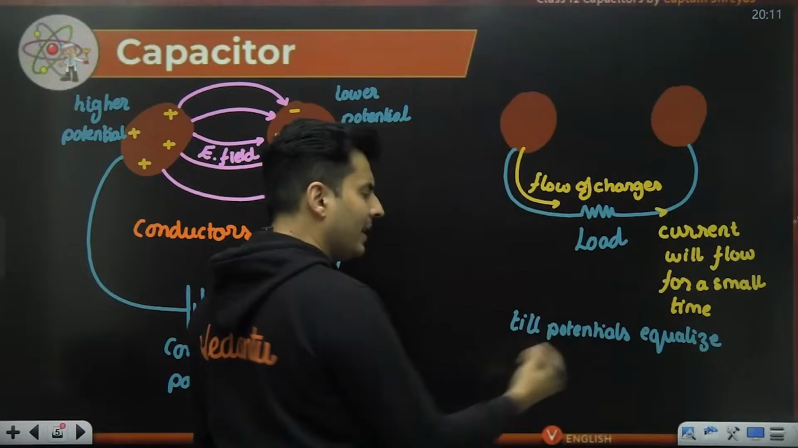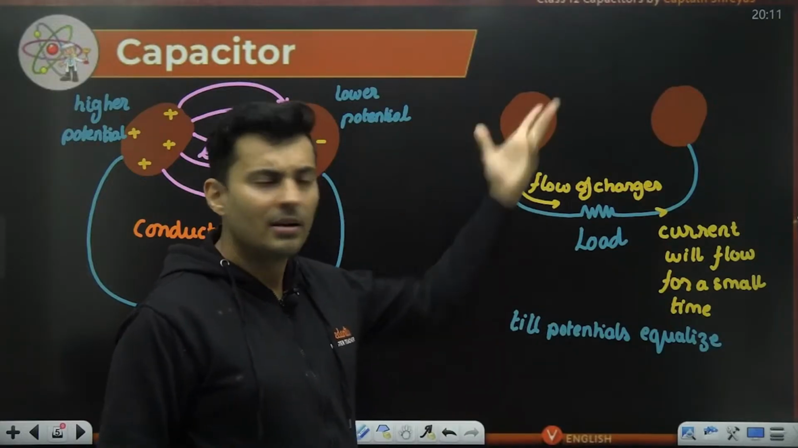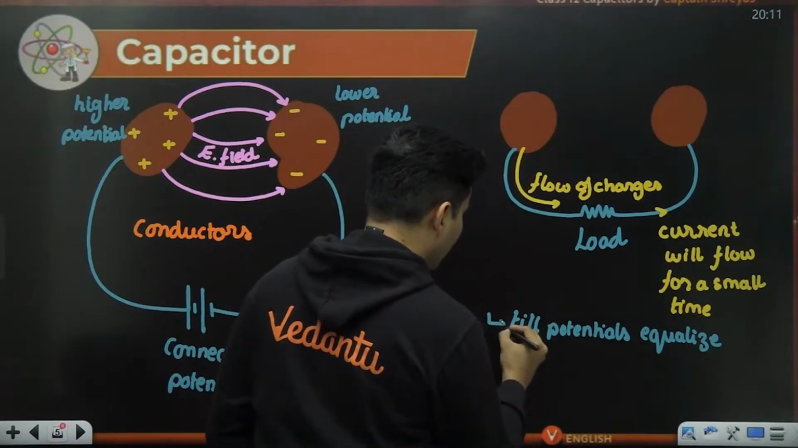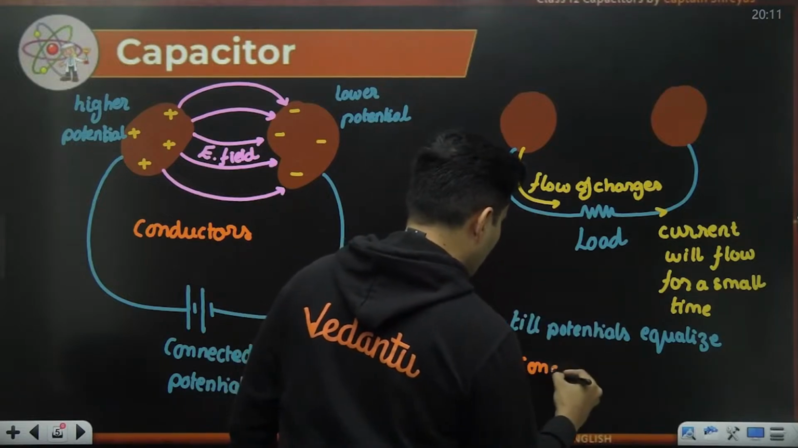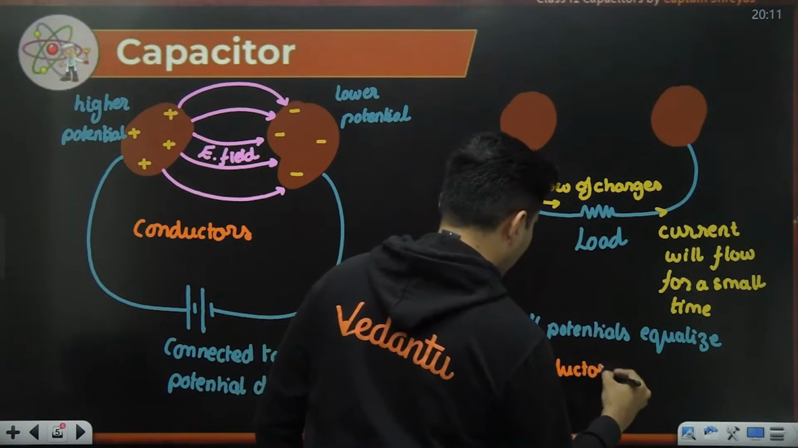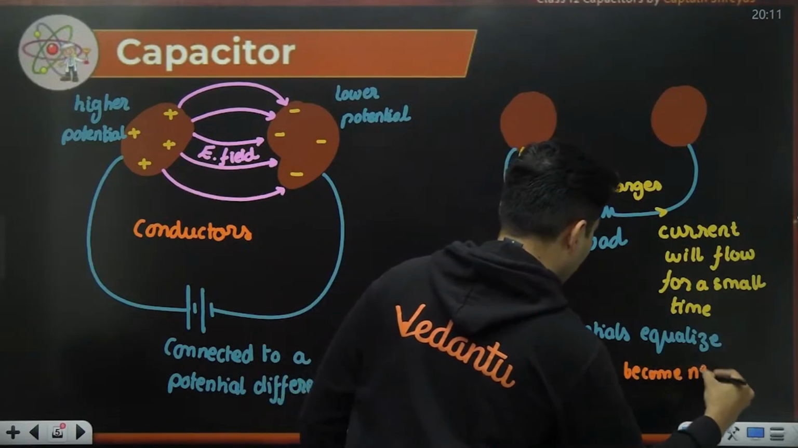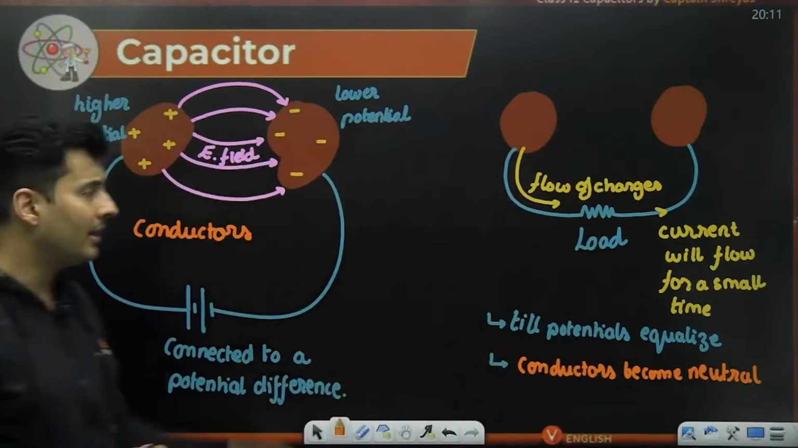So it will flow for a very small amount of time till the potentials equalize, and both the conductors will eventually become neutral. They will lose all the charge that they had accumulated.